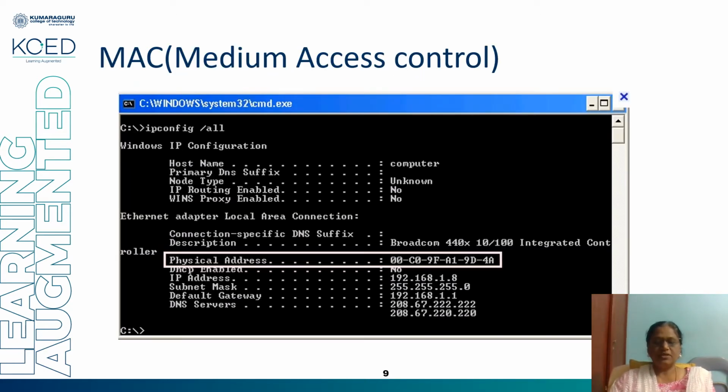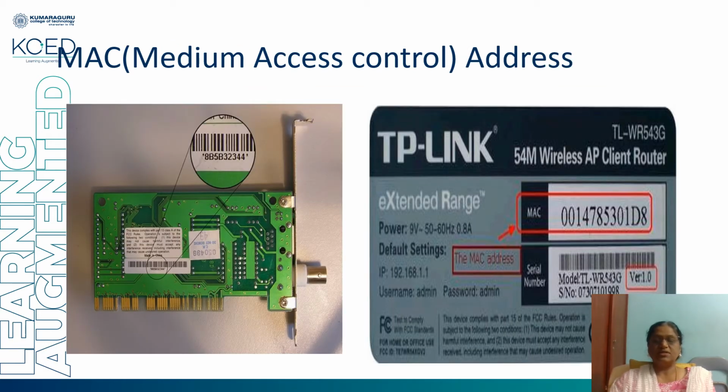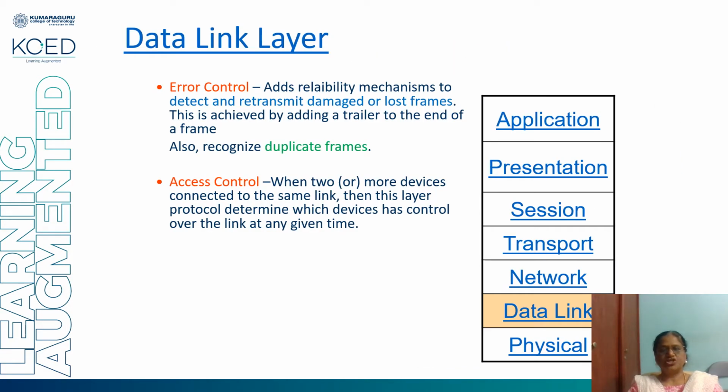You can see this is the MAC address in hex notation. You can see this is the network interface card inside which the MAC address is stored. Other functions of data link layer are error control and access control. Error control is dealing with lost, damaged and duplicate frames.